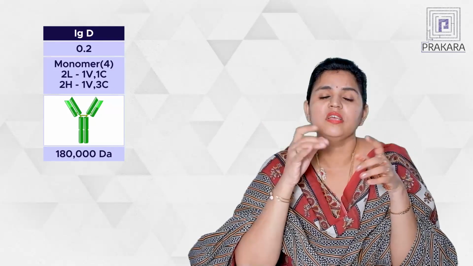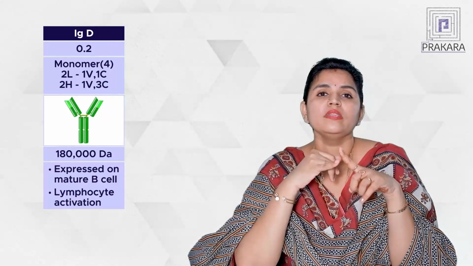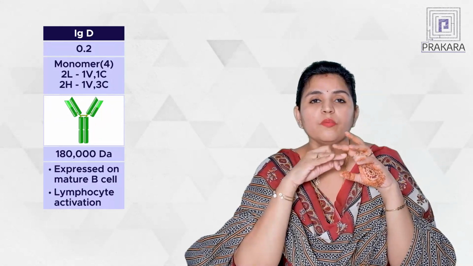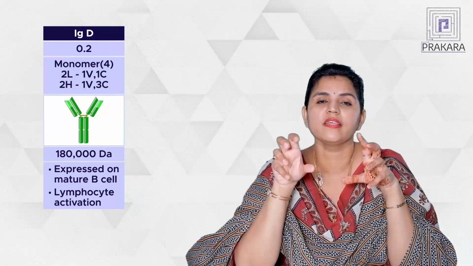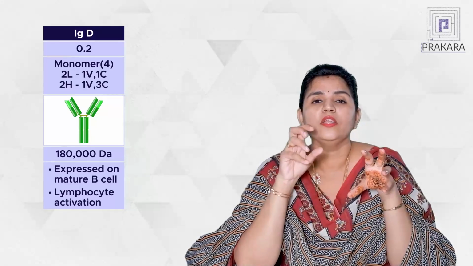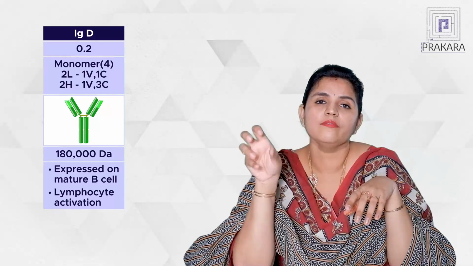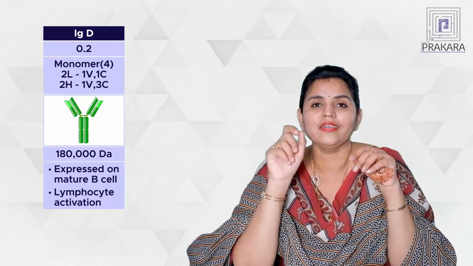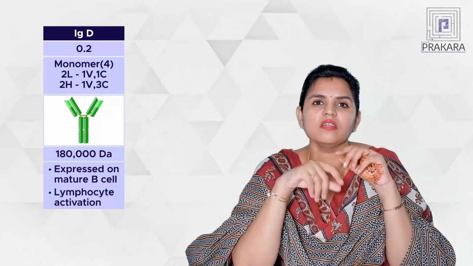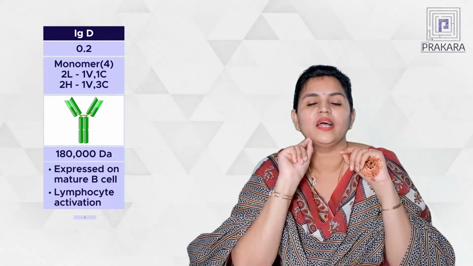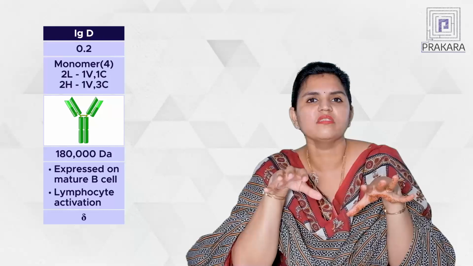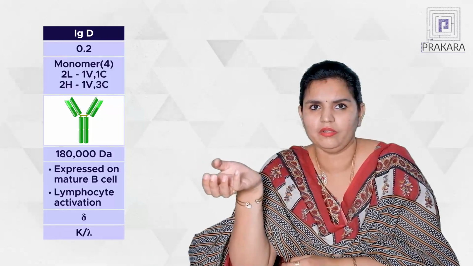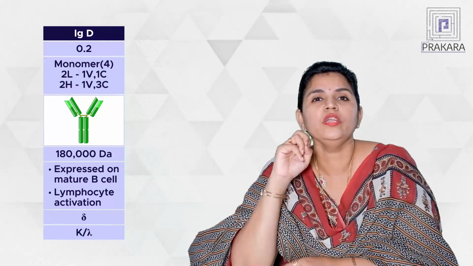And in functions, it plays a very important role in lymphocyte activation. It is present on the surface of B cell lymphocytes, thereby enhancing the B cell lymphocyte response. Its heavy chain is represented in the form of delta, that is D, IgD, that's why we call it class delta. And coming to your light chain, it is represented as kappa or lambda. So this is about immunoglobulin D.